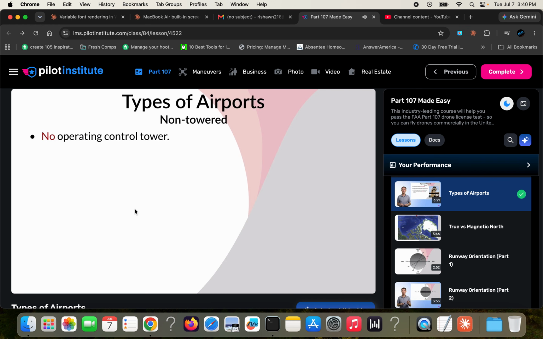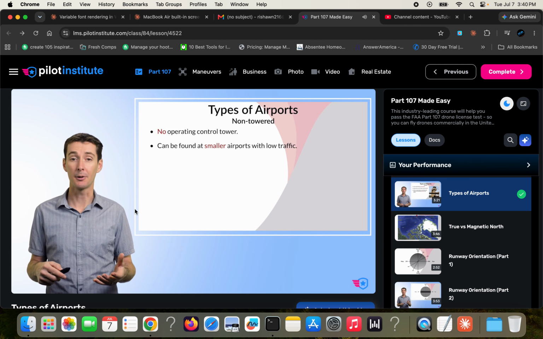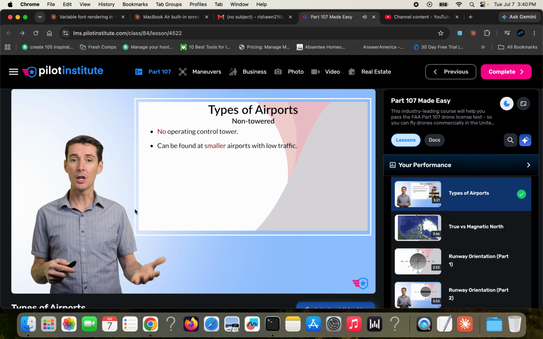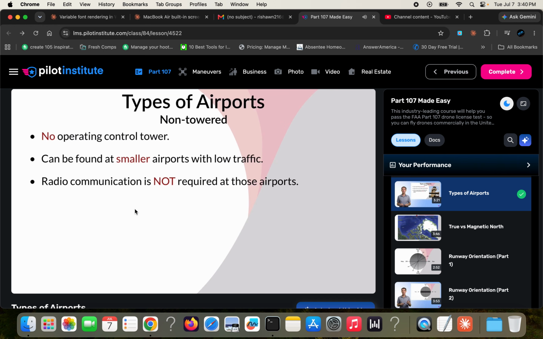Now, in the case of a non-towered airport, it's going to be a little bit different. There's no operating control tower, which means that there is no one sitting there telling pilots what they need to do. This can be found at smaller airports that have low traffic, and there's actually a lot of airports in the country that are non-towered. I would actually say there's more non-towered airports than there are towered airports. In this case, because there is no one else, radio communication is not required at those airports.